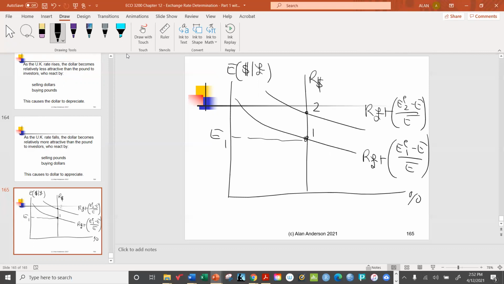What's happening is that investors, this goes up because investors are more pessimistic about the dollar. In other words, they're expecting it to get weaker in the future. And so, as you can imagine, that has a very negative effect on the dollar. In fact, it forces the dollar to get weaker. And here's why.